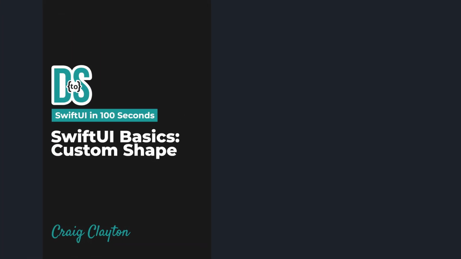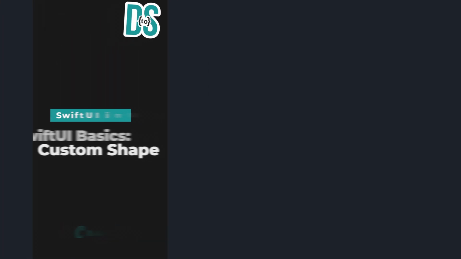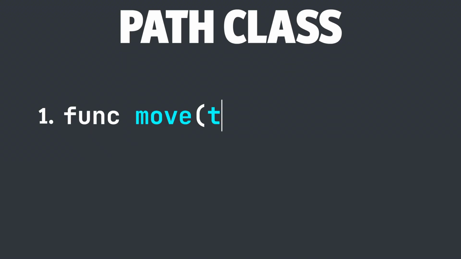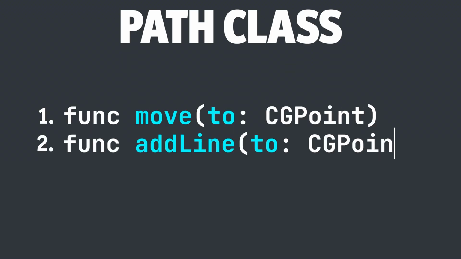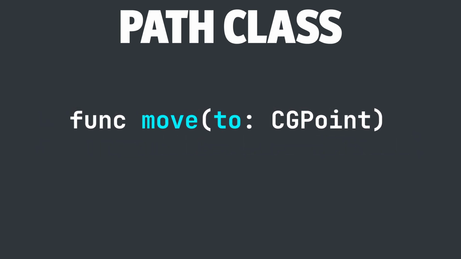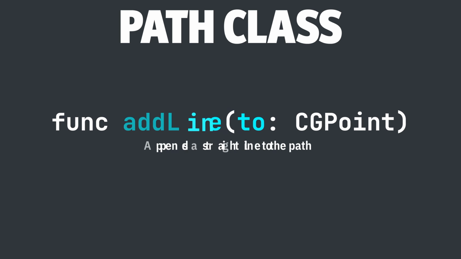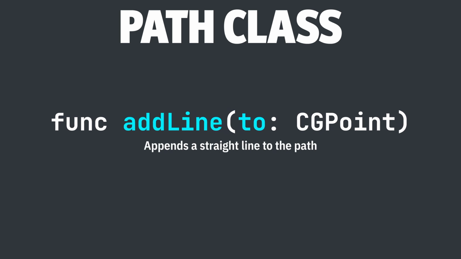When we want to draw a custom shape, we will need to focus on two methods for working with straight lines in the Path class: the MoveTo method and the AddLineTo method. The MoveTo method allows us to move a new subpath to a specific point. The AddLineTo method does exactly that. It adds a straight line segment from the current point to your next point.